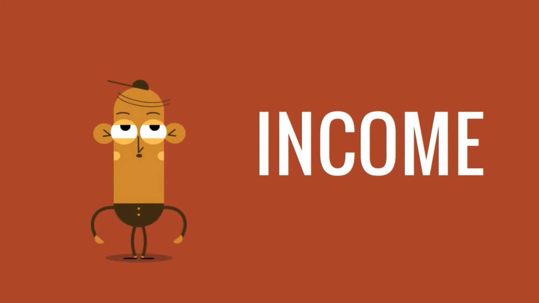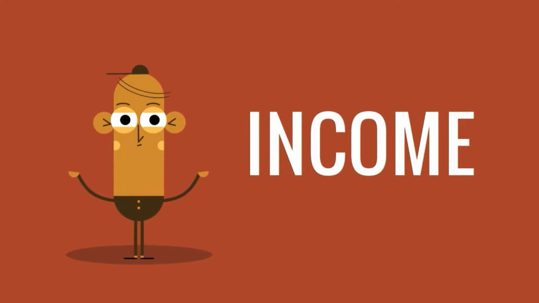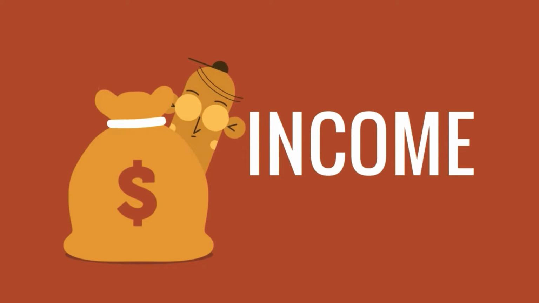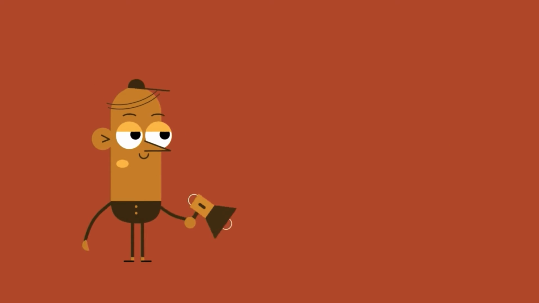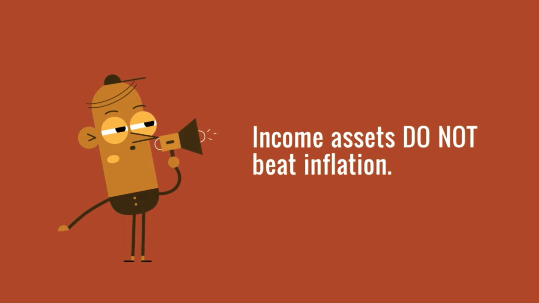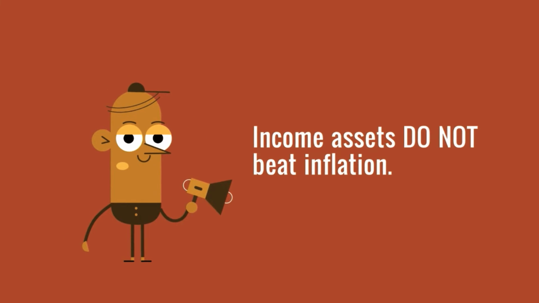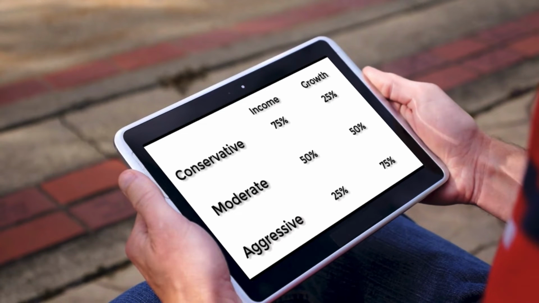An income asset is to produce income. For example, a fixed deposit with a bank. An income asset is not expected to beat inflation. Other than fixed deposit with a bank, something like a provident fund, a PPF, will also qualify as income assets. The risk profile that we learned about earlier establishes a broad range between growth and income.